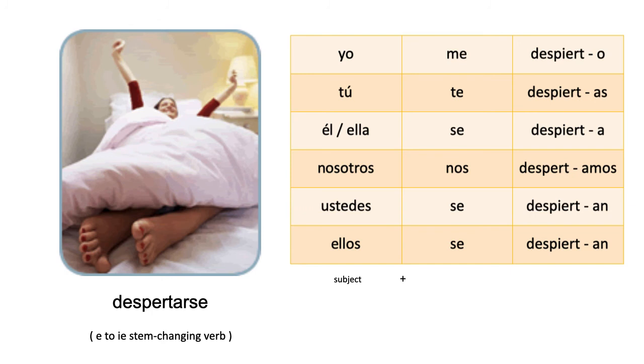So the actual formula, if you want to look at it that way, for conjugating reflexive verbs is that you start with the subject, right? The person or people that are doing the action. Then you add a reflexive pronoun, and at the end you add a normal conjugation. Okay? Let's look at another example.